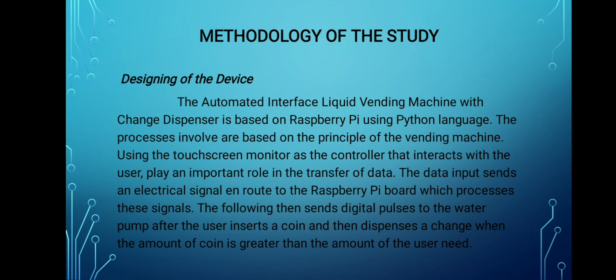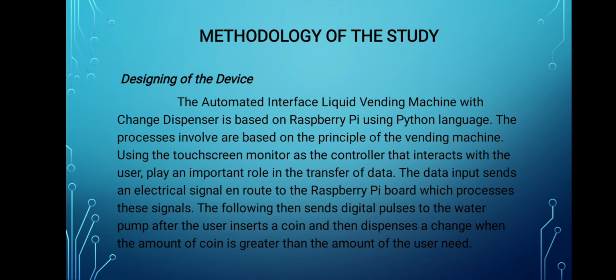Methodology of the study. First, designing of the device. The automated interface liquid vending machine with change dispenser is based on Raspberry Pi using Python language. The processes involved are based on the principle of a vending machine. Using the touchscreen monitor as the controller that interacts with the user plays an important role in the transfer of data. The data input sends an electrical signal en route to the Raspberry Pi board, which processes these signals.